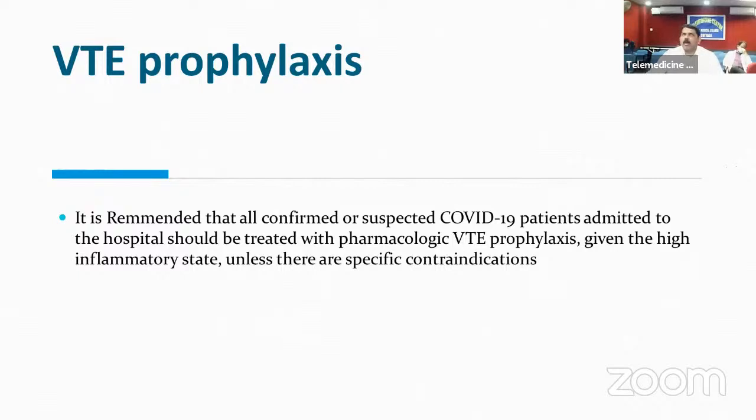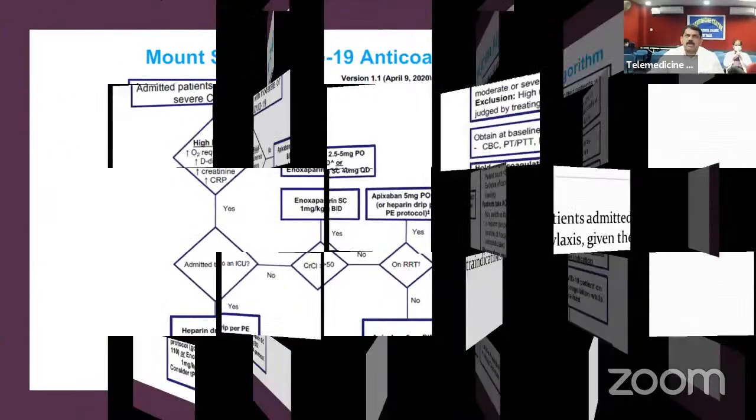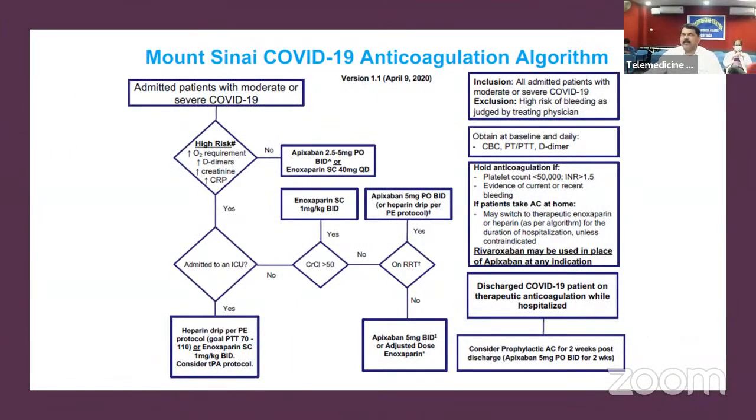It's recommended that all confirmed or suspected patients admitted to the hospital should be treated with pharmacologic venous thromboembolism prophylaxis, given the high inflammatory state, unless there is a specific contraindication for such therapy. And here is a very nice chart from the Mount Sinai anticoagulation algorithm. If a patient is admitted with moderate or severe symptoms, if the patient is high risk, there is increased oxygen requirement, increased D-dimers, increased creatinine, increased CRP.